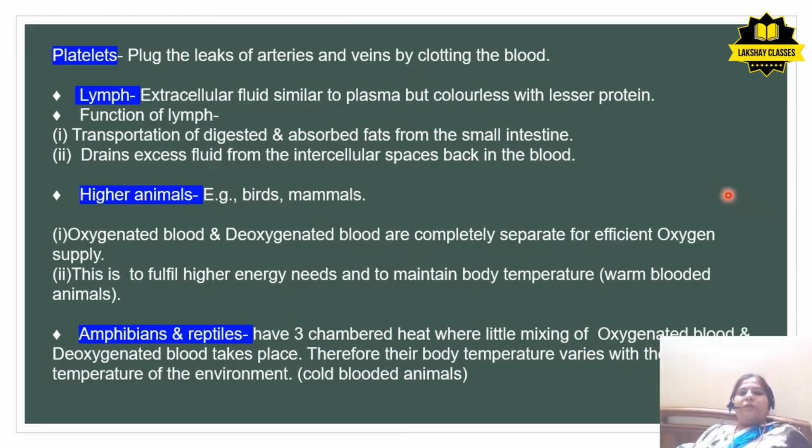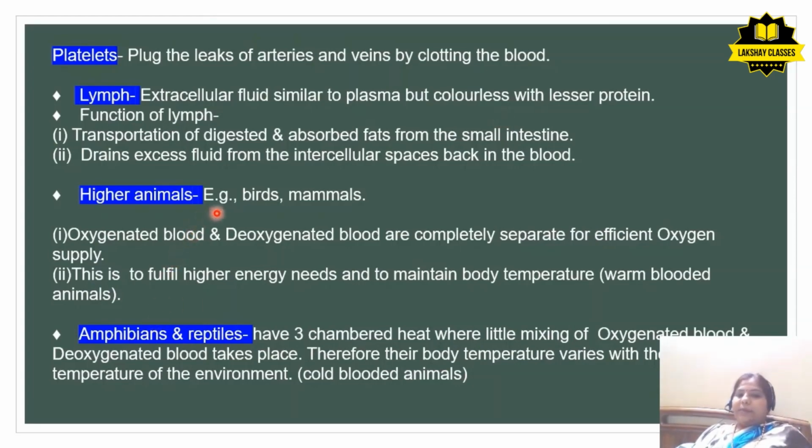Now we'll discuss the other part of our blood, that is lymph. Lymph is the extracellular fluid, similar to the plasma, and it is colorless. Its function is the same as that of the blood, but the only thing is that lymph is not able to transport oxygen because it is colorless, it does not have hemoglobin. Rest all functions they perform as that of blood.